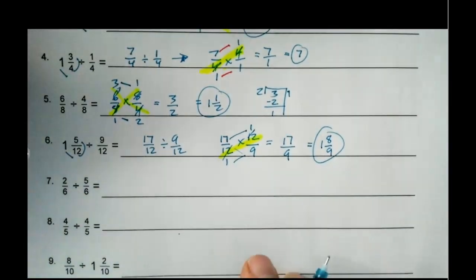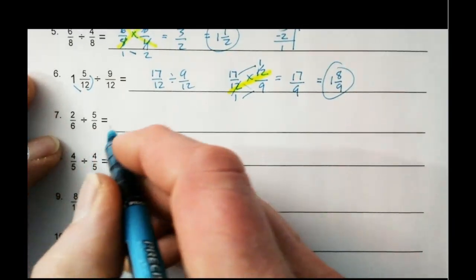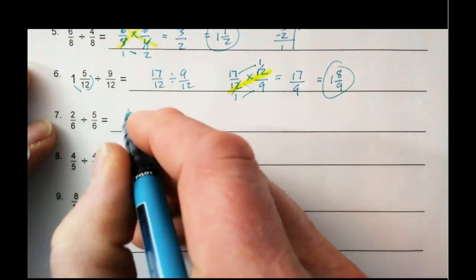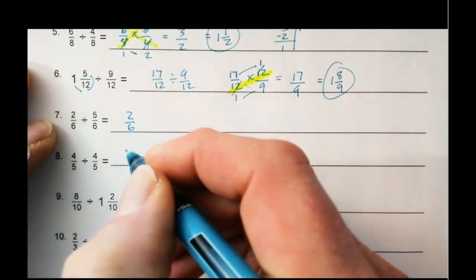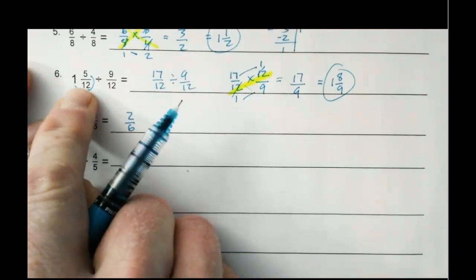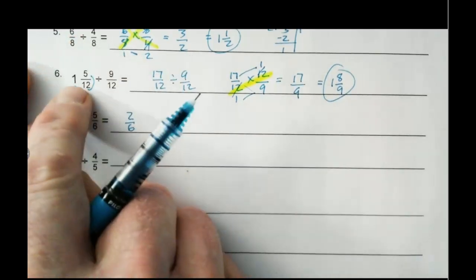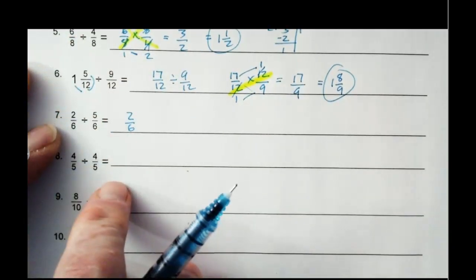All right, let's try this one. 2/6 divided by 5/6. So again, these are not improper fractions, so we're just going to keep this dude. Sorry, these are not mixed numbers. Mixed numbers are when they have that a whole number outside. It's mixed. It's part whole and part fraction. That's why they call it mixed.